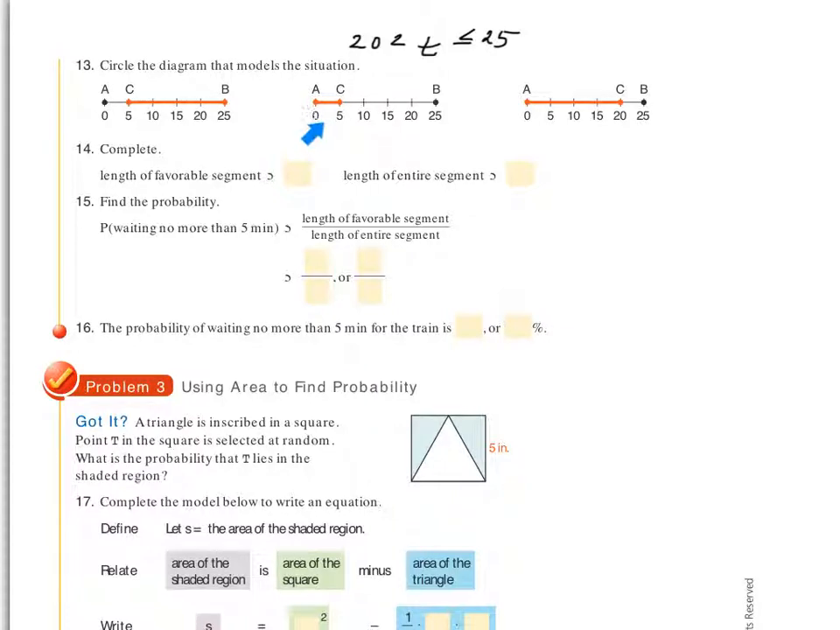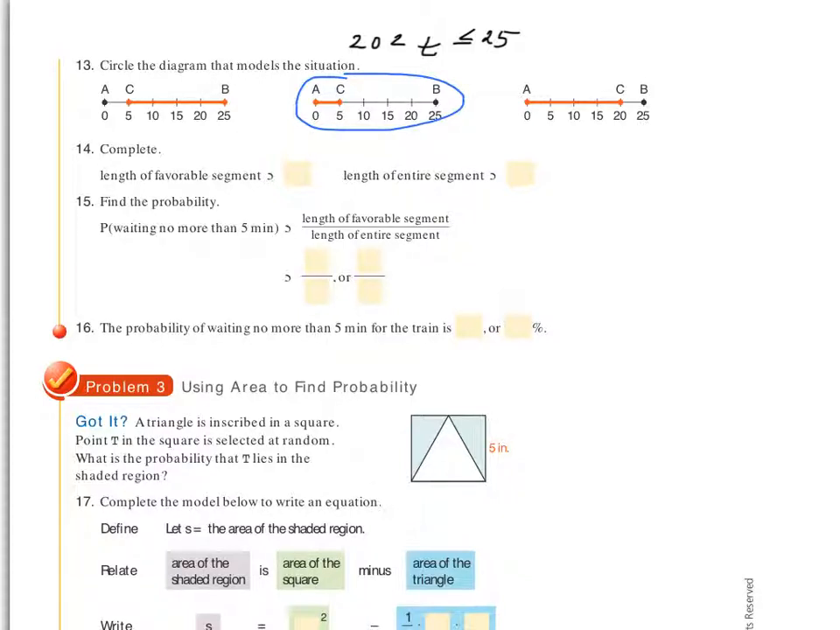This is showing from 0 to 5. This is your wait time versus the total time that you would be there. So here you're waiting from 5 minutes to 25 minutes. Here you're waiting from 0 to 5 minutes. Here you're waiting from 0 to 20 minutes. So it has to be the second one, doesn't it? Because I only want to wait 5 minutes.